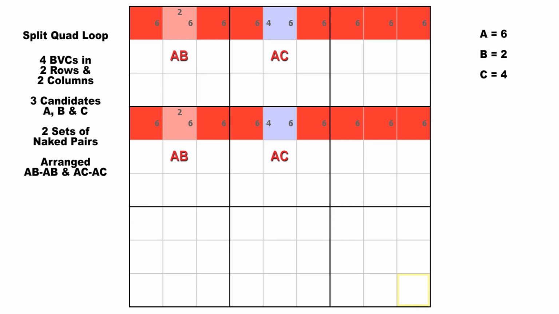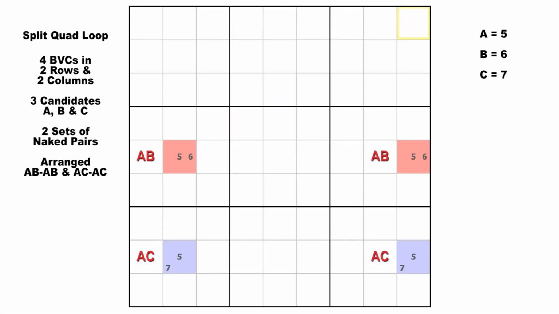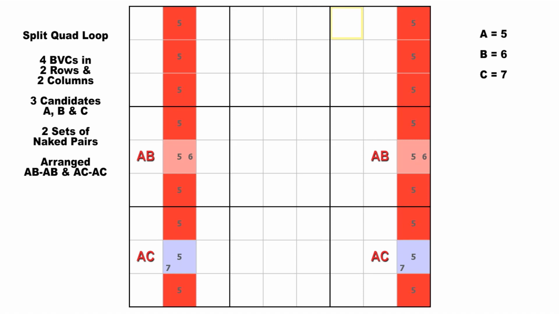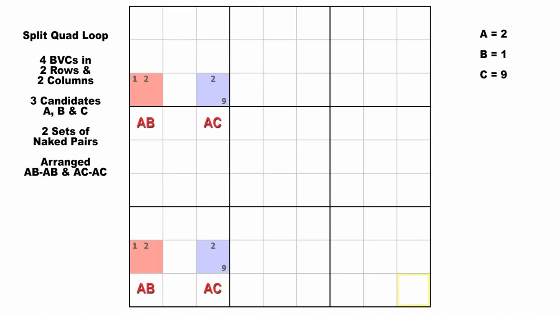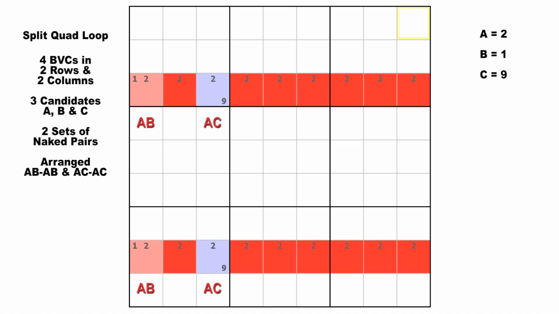Now the 4 cells of a split quad loop can lie in 4 blocks like this, and then after the naked pairs, you would have these candidate eliminations. A 5 in any one of those red cells would be false. Or they can lie in 2 blocks like this. And then after taking care of the naked pairs, you would have these eliminations. A candidate 2 in any one of those red cells would have to be false.